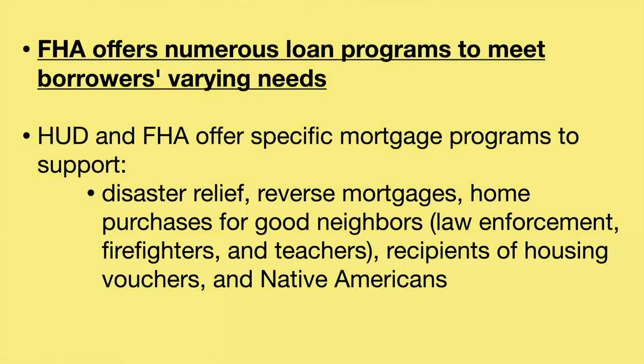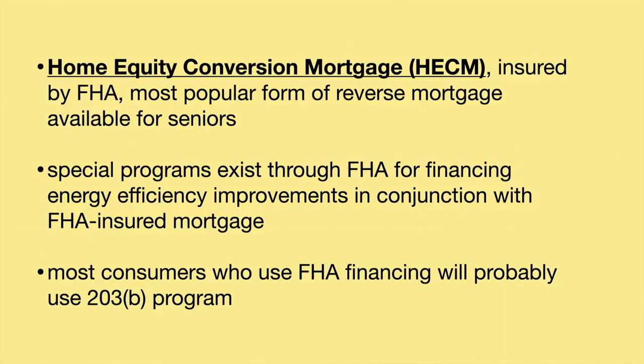HUD and the FHA offer specific mortgage programs to support disaster relief and reverse mortgages, as well as home purchases for good neighbors, law enforcement, firefighters, and teachers, recipients of housing vouchers, and Native Americans. The Home Equity Conversion Mortgage, HECM, insured by the FHA, is the most popular form of reverse mortgage available for seniors. Special programs exist through the FHA for financing energy efficiency improvements in conjunction with an FHA-insured mortgage.